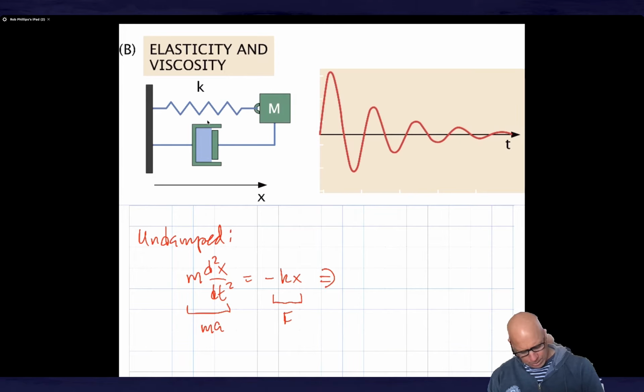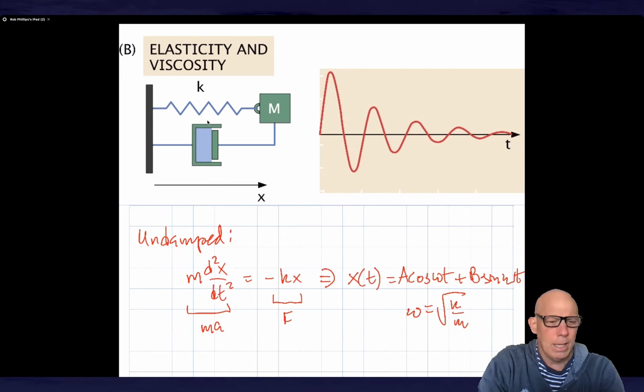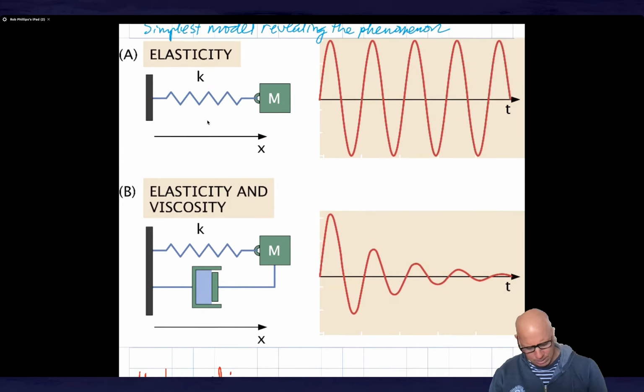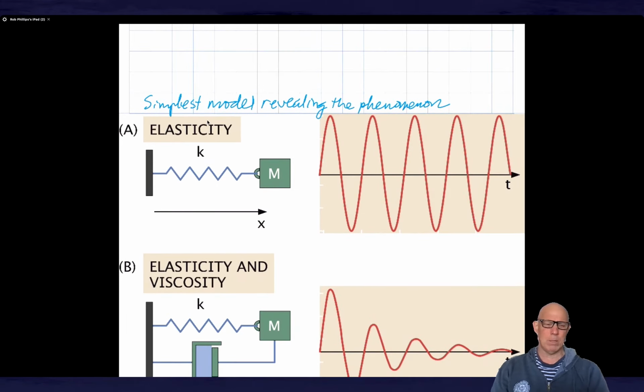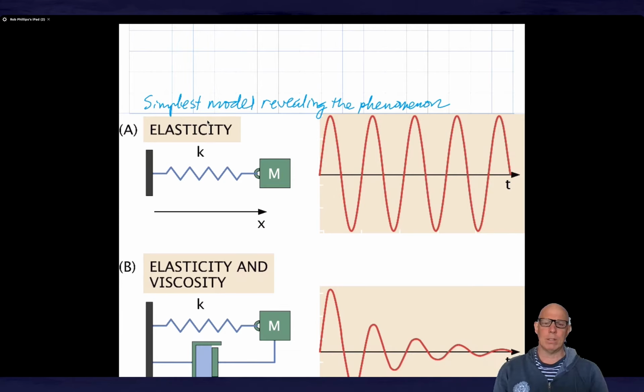And so this thing has solutions x of t equals a cosine omega t plus b sine omega t, with omega equals square root of k over m. And this system conserves energy. If you calculate the kinetic energy, which is 1/2 m x dot squared, and you compute the potential energy, which is 1/2 k x squared, and you add those two things together, it will be a constant. In other words, the total energy of that system is conserved. It's elastic. I pull it off and then I release it and it goes back to its original configuration.